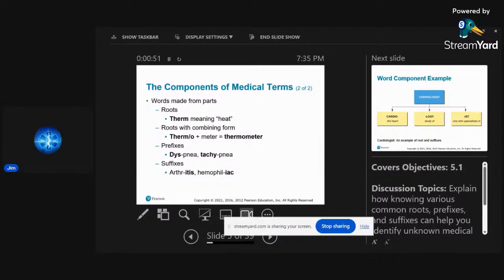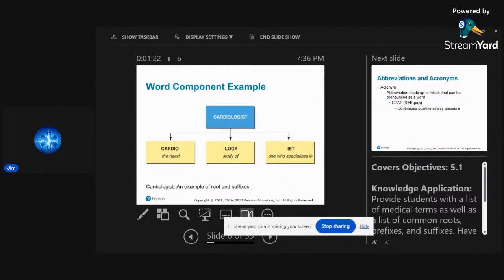Prefix dys, and then pnea: dyspnea and tachypnea, meaning difficulty breathing and fast breathing. And then there's suffixes like arthritis, itis being a suffix meaning inflammation, and hemophiliac, which means lack of. So you have to just learn these terms, and if you look in your book, there's a whole chart with all these terms on it.